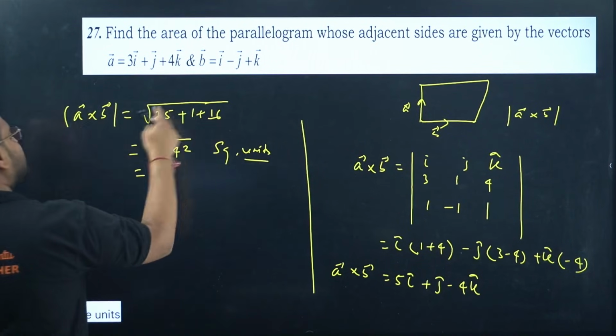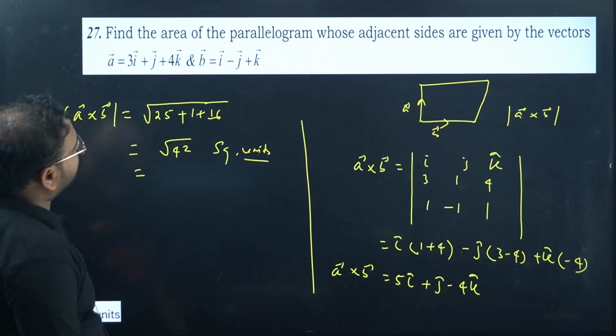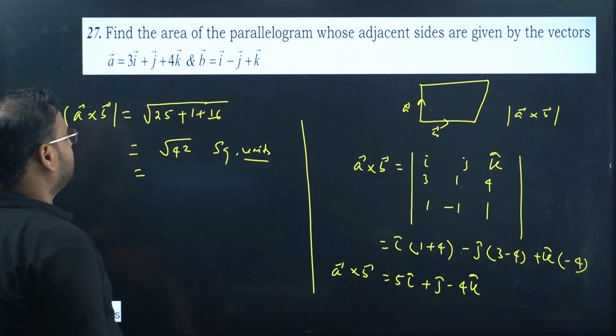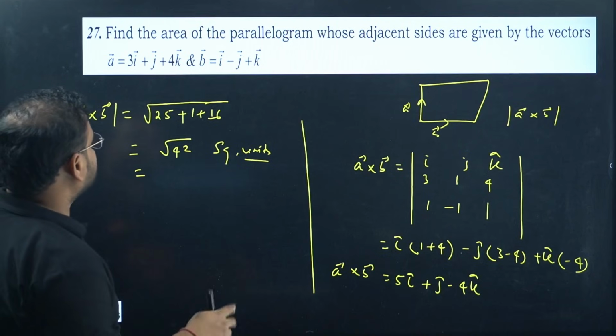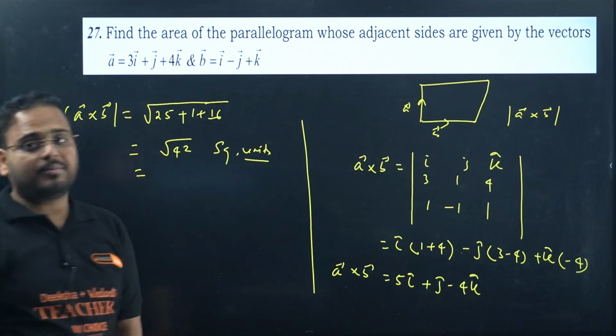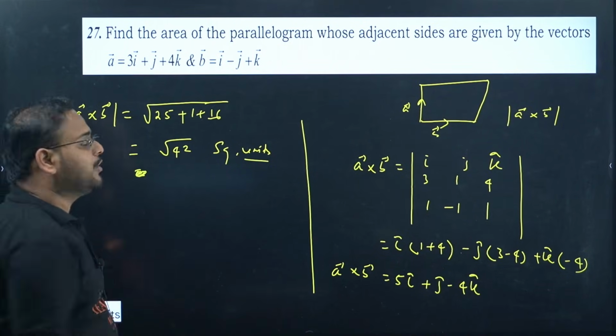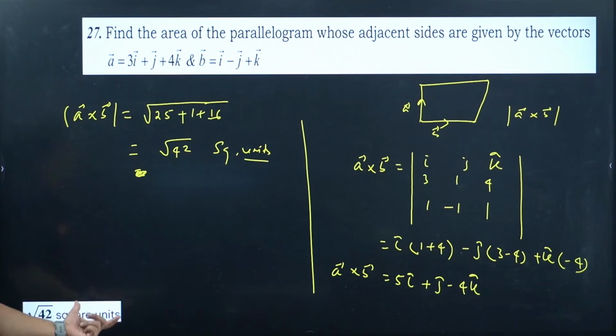Correct, friends? Because 6 plus 1 is 7, 7 plus 5 is 12, carries 2, and we'll have 2 plus 1, 3, carries 1, right? 6 plus 5 is 11 plus 1, 12, carries 1. 2 plus 2 will be 4, correct. So 42. This is not there. The answer is root 42 square units, same is written over here.